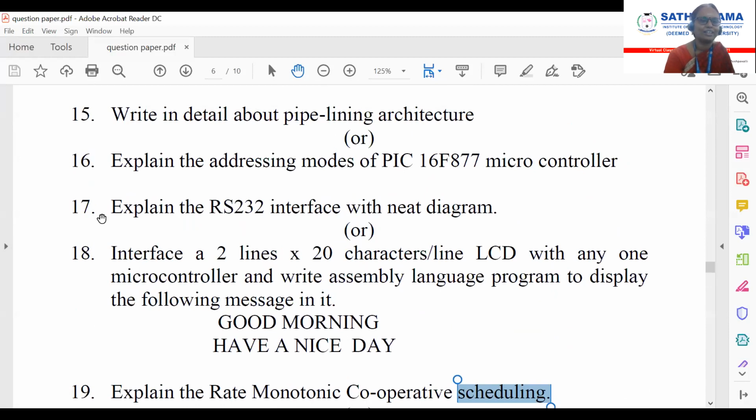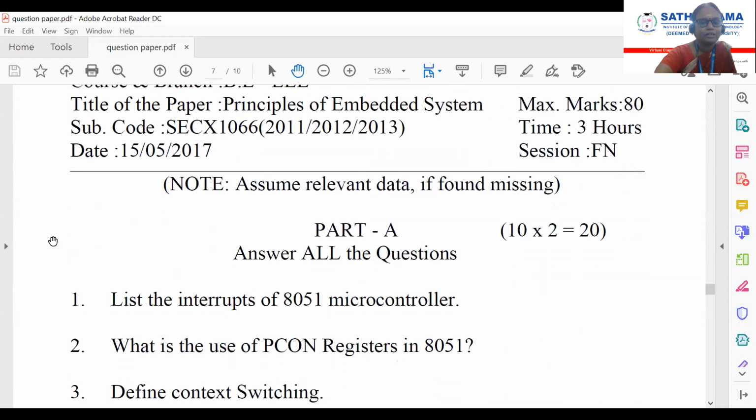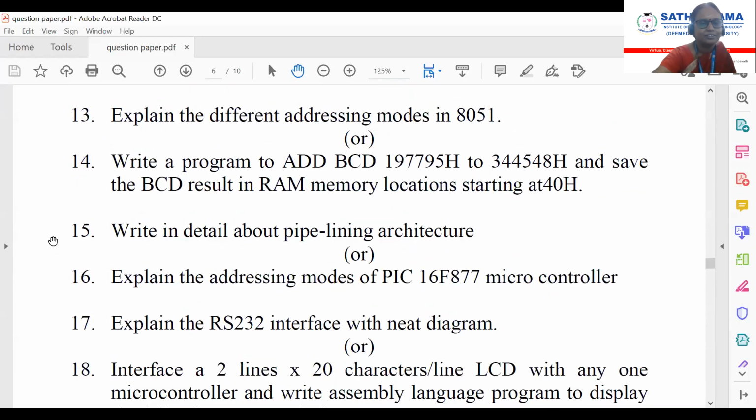The 15th, 16th, and 17th. So far, two question papers we have seen CAN, and now they have given RS-232. Are you clear? Okay. Have you written, Jayashri? Yes, ma'am, written.